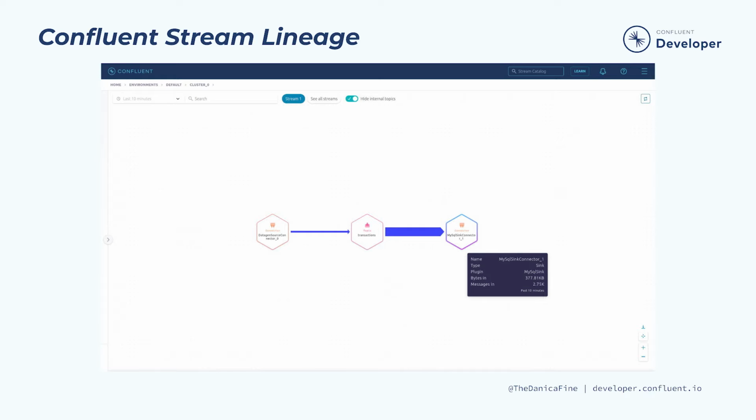Viewing a connector in Stream Lineage is probably the easiest way to identify its relationship within event streams and the wider context. For source connectors, you can see which topic or topics the connector is producing records to. For sink connectors, you can see which topic or topics the connector is consuming records from. Hovering over the connector displays a pop-up with more details.